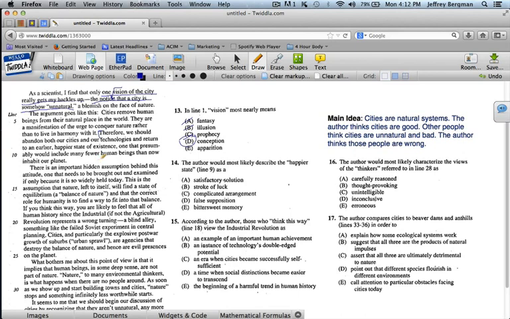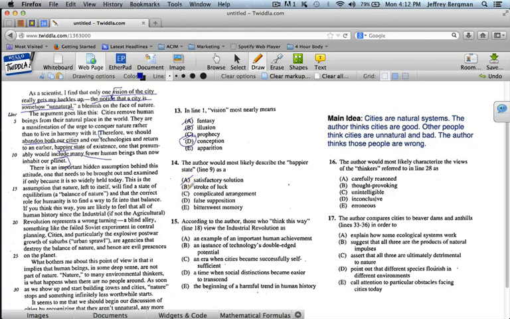Therefore, we should abandon both our cities and our technologies and return to an earlier, happier state of existence, one that presumably would include many fewer human beings that inhabit our planet. So the happier state is one that would include many fewer human beings and an abandonment of our cities. Now, we know that the author doesn't agree with that. So would he describe it as satisfactory?